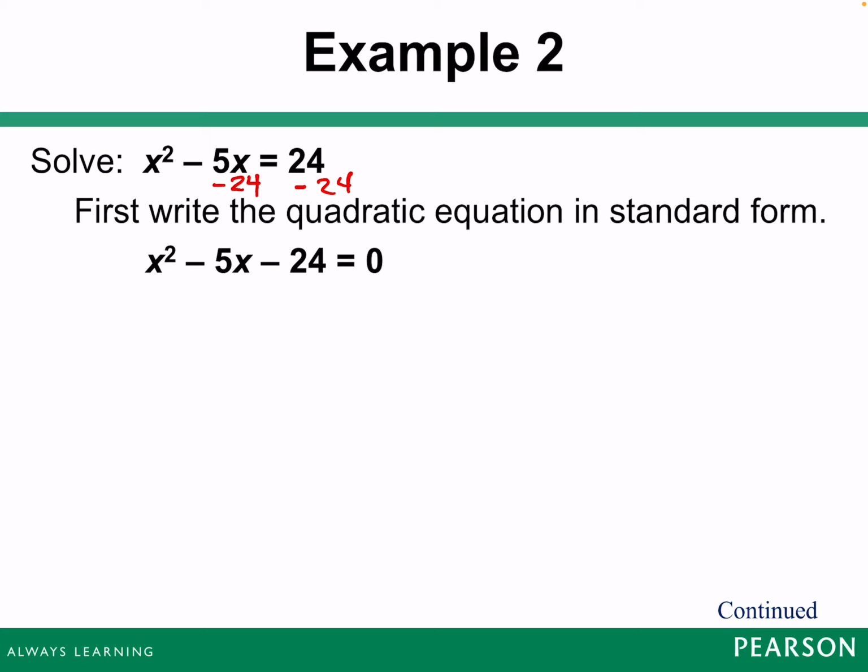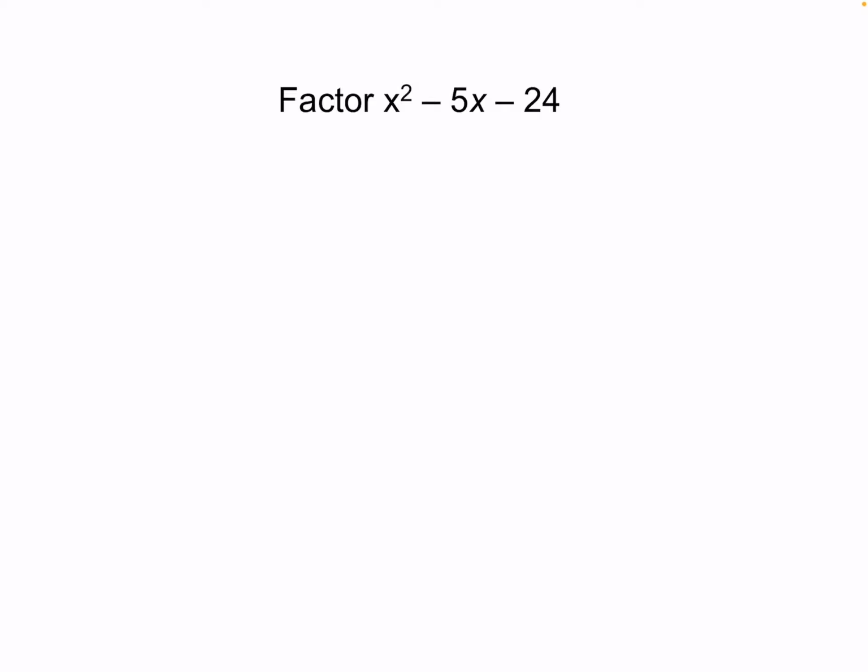Okay, there's standard form. Now I'm going to factor. Is there a GCF? Because that's always the first step in factoring. Well, no, I don't see a number or variable that divides evenly into all three terms. So now we're going to factor that expression.